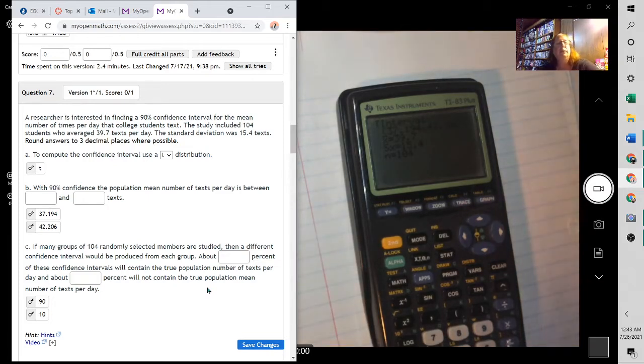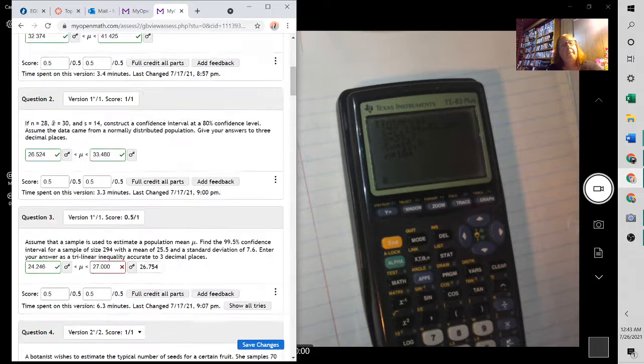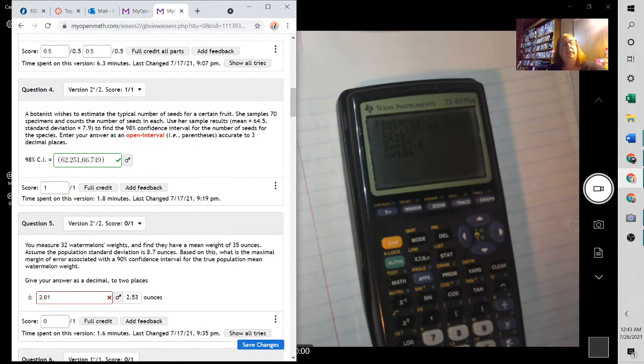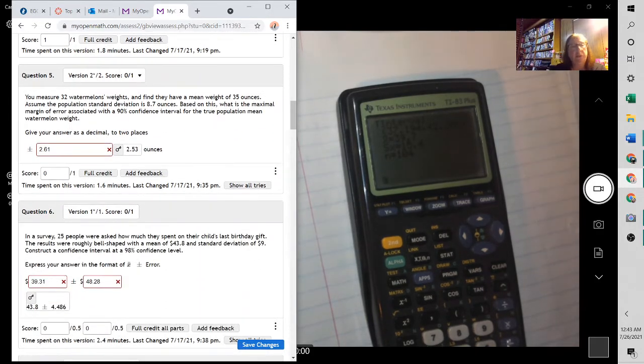So what the confidence interval is telling you is 90%. If you took the same sample size, the true population mean will be between there 90% of the time, and then the other 10% it wouldn't. If it were 95%, then 95% of the time it would be there, and 5% it would not.